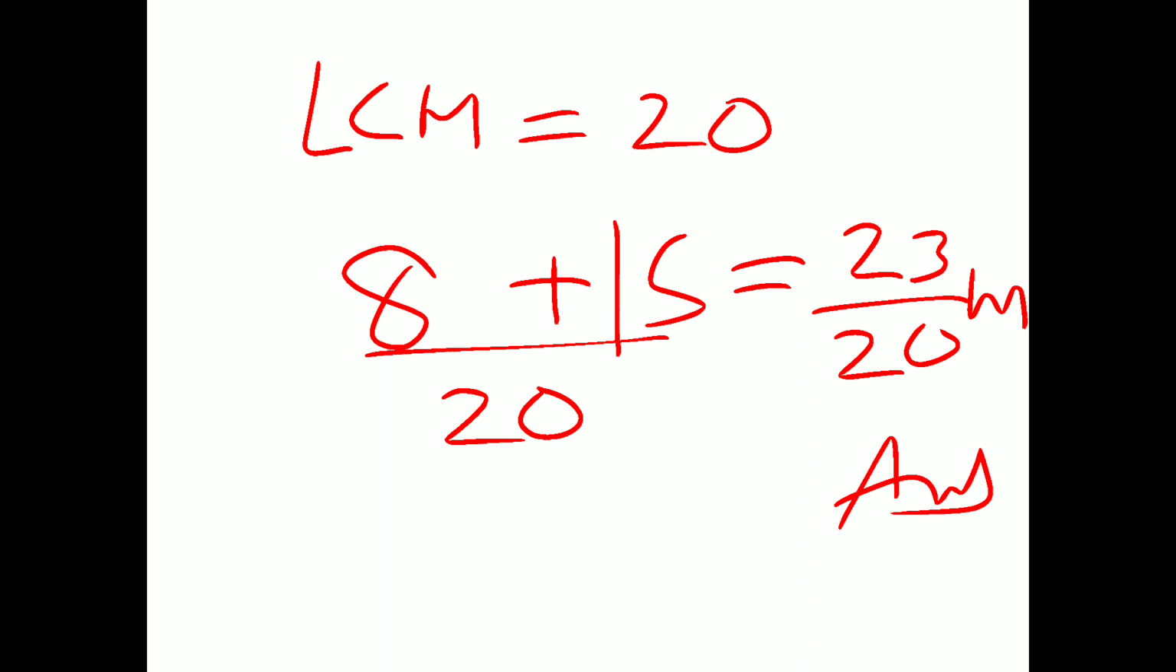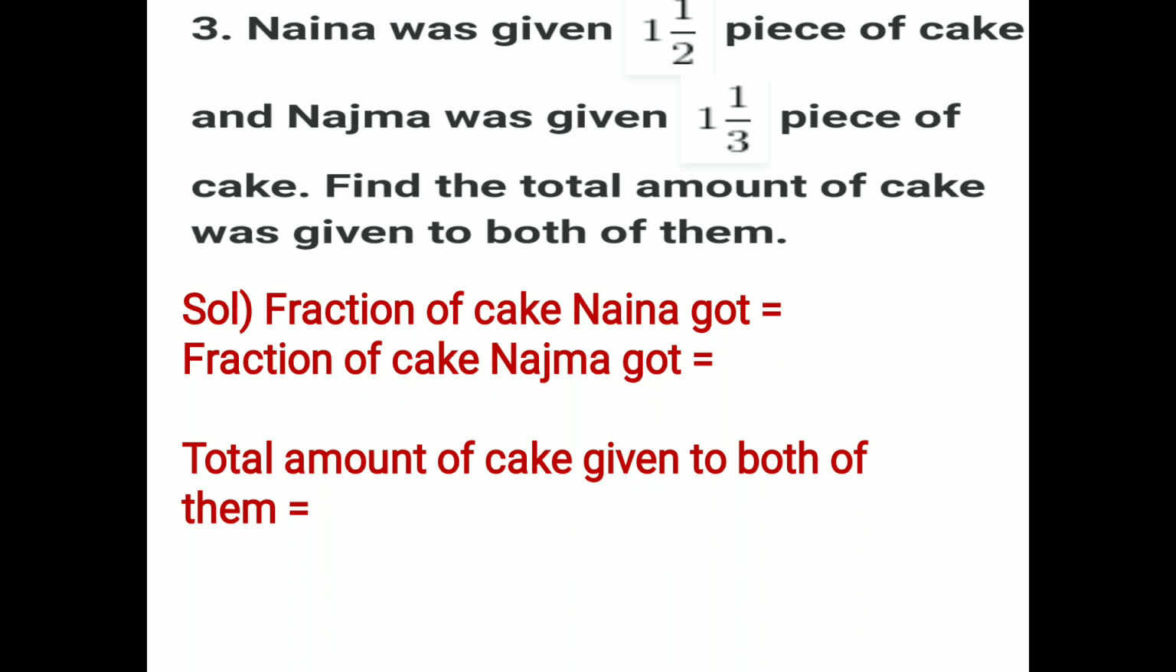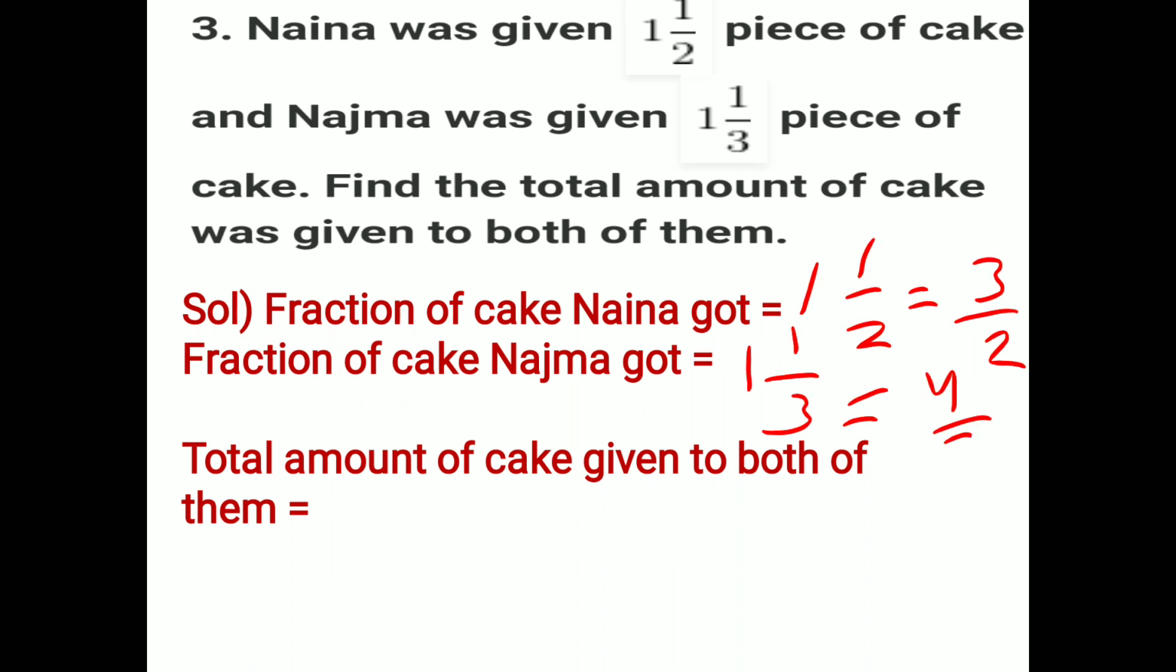Now we do the next question. Next question is question number 3. They are saying Naina was given 1 upon 2 pieces of cake. Means the fraction of cake Naina got is 1 upon 2. If I convert it, it will be 3 by 2. Clear? Nazma was given 1 by 3 of cake. So it will become 4 by 3 cake. You have to tell the total amount of cake given to both of them. Total means you have to add 3 upon 2 plus 4 by 3.